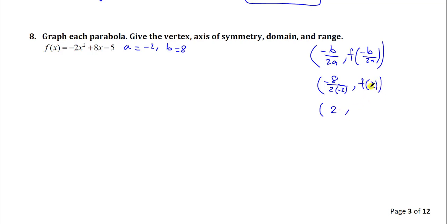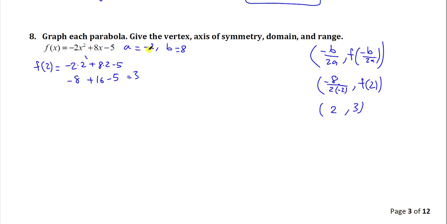So how do I find f of 2? Go back to the function f of x. For f of 2, we have minus 2 times 2 squared plus 8 times 2 minus 5. Let's see, 2 squared is 4. 4 times minus 2 is minus 8. 2 times 8 is 16, and minus 5. So 16 minus 8 is plus 8. Plus 8 minus 5 is 3. Therefore, it should be 3 right here. So this is the vertex of the parabola.